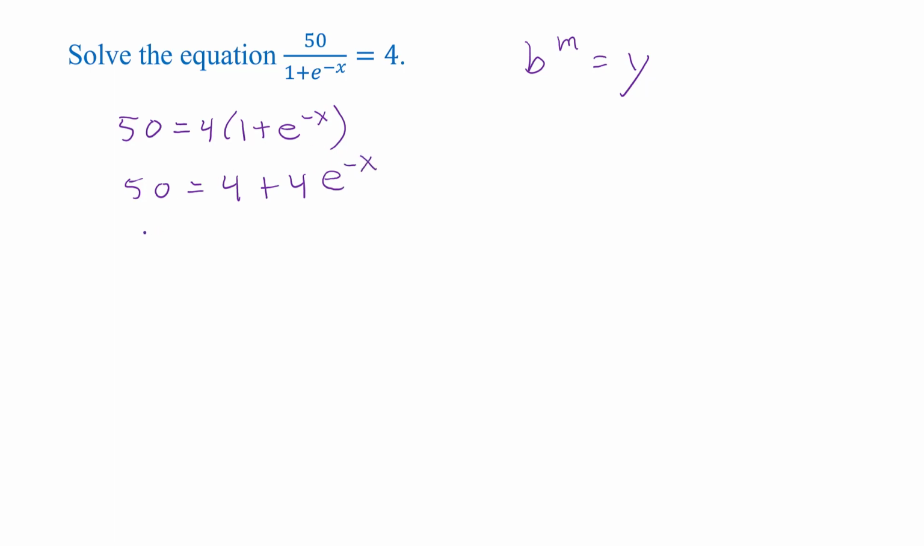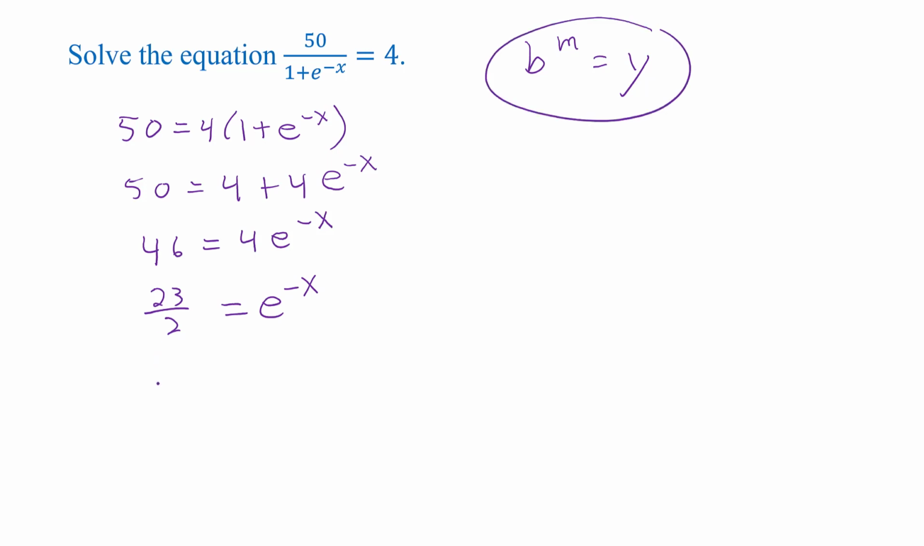I'll subtract 4 from each side to get 46 equals 4e to the negative x, and then divide through by 4. 46 divided by 4 is the same as 23 divided by 2. So we have 23 halves equals e to the negative x, and at this point I have my equation in the desired form, so we'll take the natural log of each side. The natural log of 23 halves equals the natural log of e raised to the negative x.